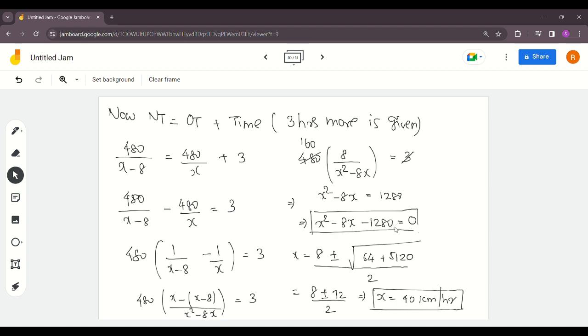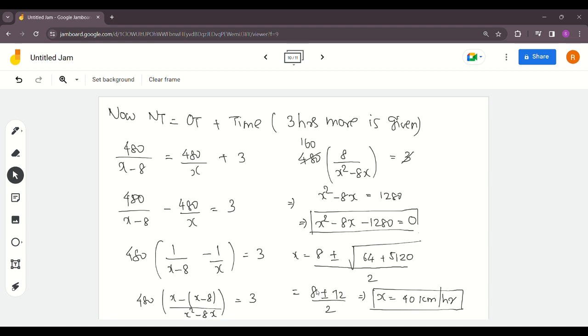See here, if they have asked you to solve any quadratic equation without mentioning anything, usage of formula method is much better. Because for splitting the middle term, you just have to think more. For formula, it's very easy. So x square minus 8x minus 1280 equal to 0. From this you can easily solve. A is 1, B is minus 8 and C is minus 1280. So you apply the quadratic formula, which is minus B plus or minus root of B square minus 4AC by 2A. So you apply the relevant values, you get this answer 40 kilometers per hour.